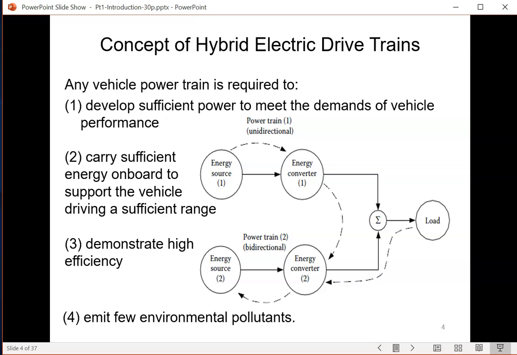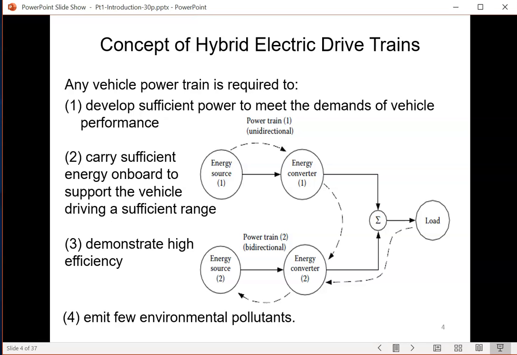Now, the basic demand for any vehicle powertrain is that the system needs to develop sufficient power to meet the demand of vehicle performance. That means acceleration, overcoming all the running resistances, and delivering the performance that drivers expect.